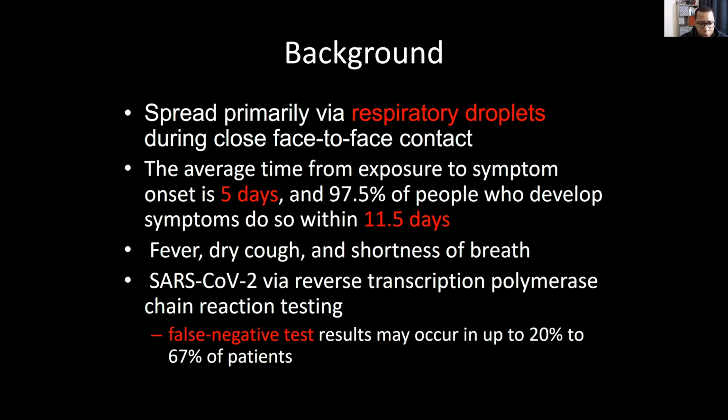We know the SARS-CoV-2 virus is diagnosed via reverse transcription polymerase chain reaction testing. And throughout the pandemic, false negative results have been reported in 20% up to 67% of patients based on technique. And we know this was the case more early on in the pandemic when tests were earlier in their development phases.